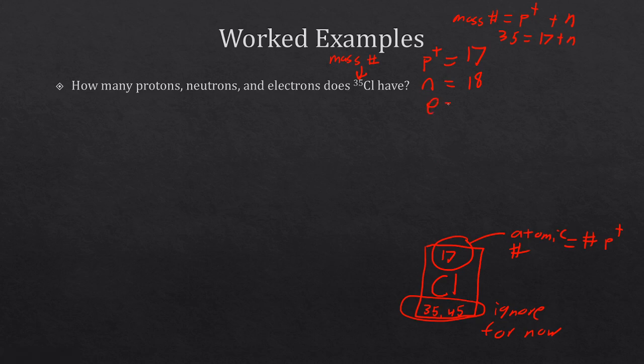Now our electrons, you'll notice there's no charge on this. That means it's neutral. So protons and electrons are equal. They're both 17.